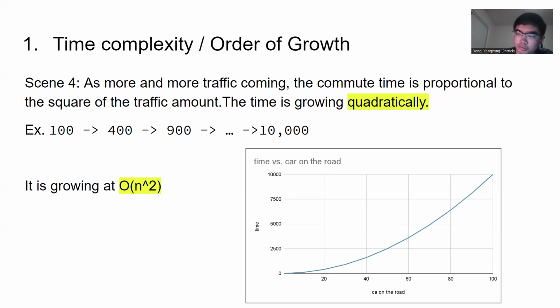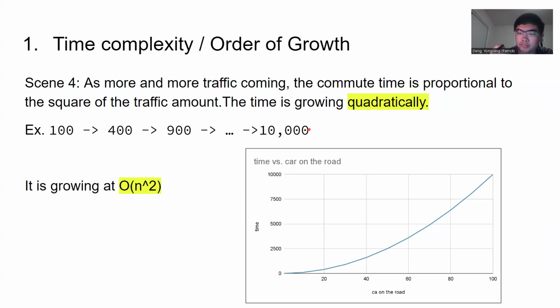So this is logarithm, and the next one is called quadratic order of growth. As more and more traffic comes, the commute time is proportional to the square of the traffic amount. So it looks like x squared. It would be 100 and then 400, 900 until 10,000. Yeah. So it's increasing quadratically. It looks like the x squared diagram. So we call this growth big O of n squared.